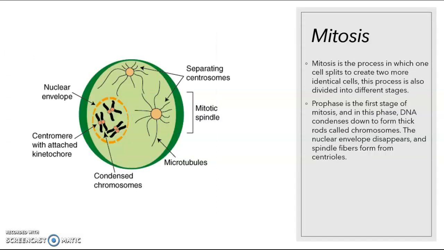Now, going on to mitosis. Mitosis is the process in which one cell splits to create two more identical cells. This process is also divided into stages. The first phase of mitosis is prophase, and in this phase, DNA condenses down to form thick rods, which are chromosomes. The nuclear envelope disappears, and spindle fibers form from centrioles.